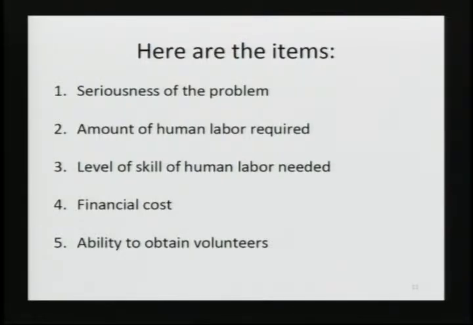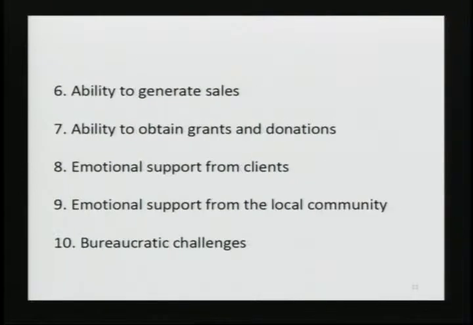Here are the items: seriousness of the problem, amount of human labor required, level of skill of human labor needed, financial cost, ability to obtain volunteers, ability to generate sales, ability to obtain grants and donations, emotional support from clients, emotional support from the local community, and the last one is bureaucratic challenges.